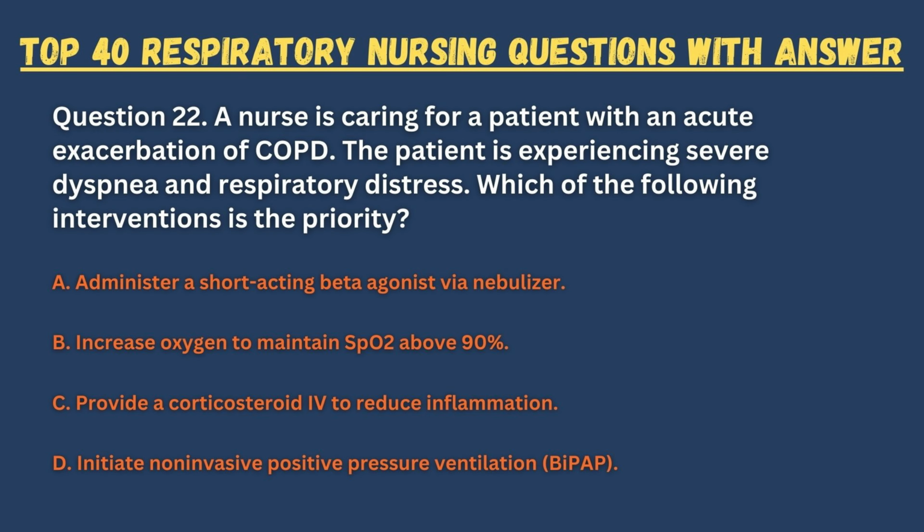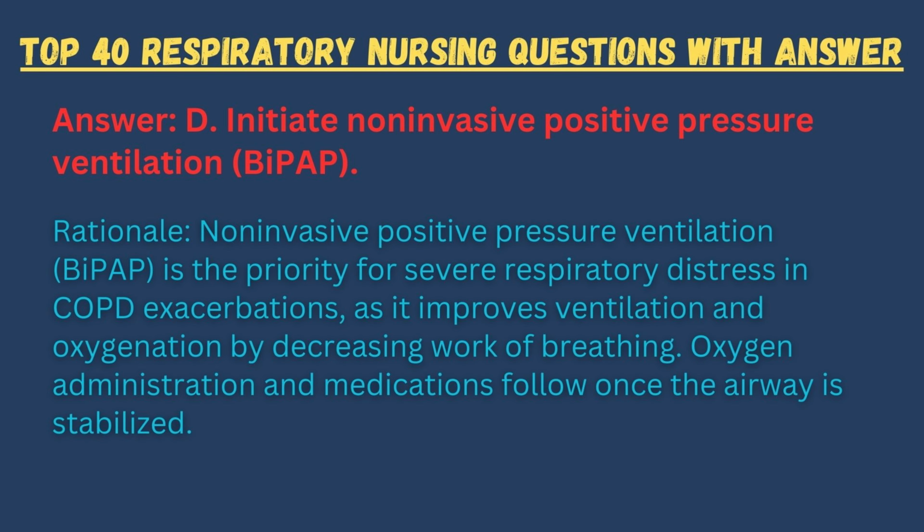Question 22. A nurse is caring for a patient with an acute exacerbation of COPD. The patient is experiencing severe dyspnea and respiratory distress. Which of the following interventions is the priority? A. Administer a short-acting beta agonist via nebulizer. B. Increase oxygen to maintain SpO2 above 90%. C. Provide a corticosteroid IV to reduce inflammation. D. Initiate non-invasive positive pressure ventilation, BiPAP. Answer: D. Initiate non-invasive positive pressure ventilation, BiPAP.